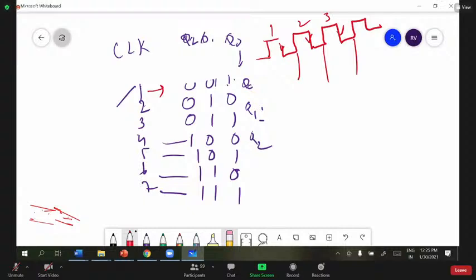Then for Q0, you can take this. For the first one it is 1. Here onwards you take, here this is 1. Then for the second clock pulse it is 0, and whenever it is going, immediately it is changing on its negative going edge. Again on the negative going edge it is changing, 0 becomes 1, 1 becomes 0. So like that, you concentrate on this. A proper diagram is important for us. So this is the logic actually.